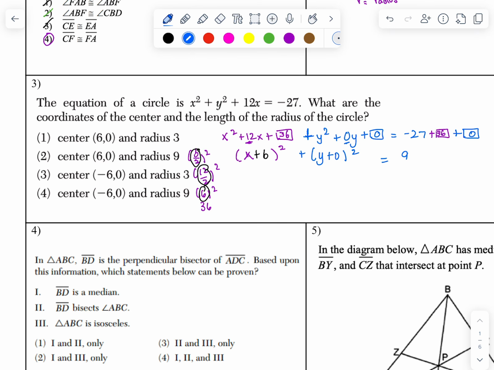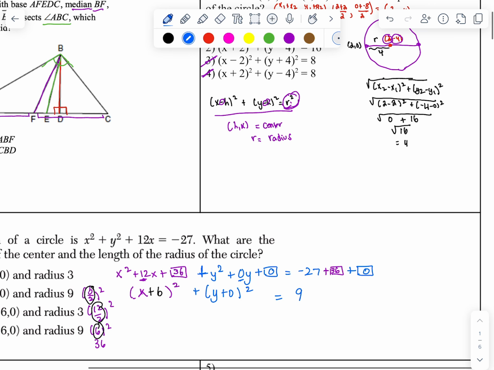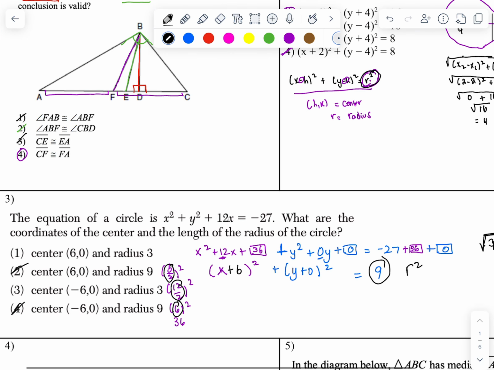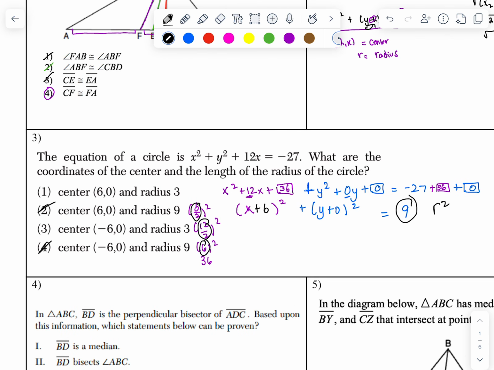And that's positive 9. So remember, in our equation of a circle, r squared is on the right-hand side. So this isn't r. This is r squared. So radical 9, which is 3, is our radius. So already I'm going to knock out choices 2 and 4. And then remember, the equation of a circle has the built-in negatives. So it's opposite signs. So in the equation, since I see a positive 6, it's going to be a minus 6. So the center is minus 6, 0, and a radius of 3.